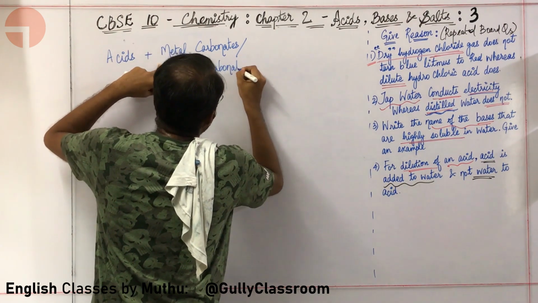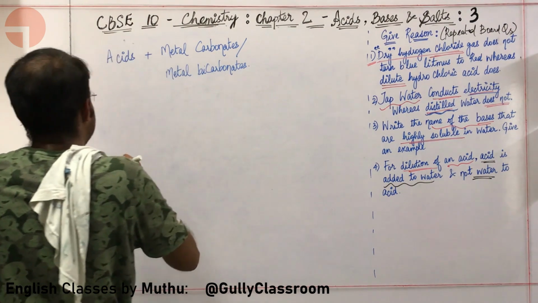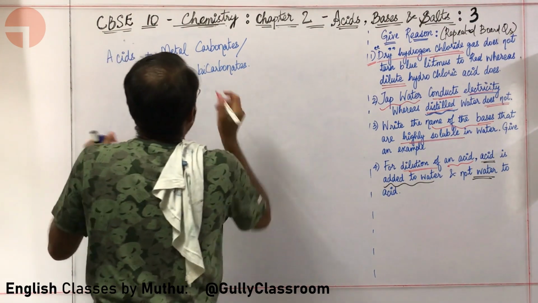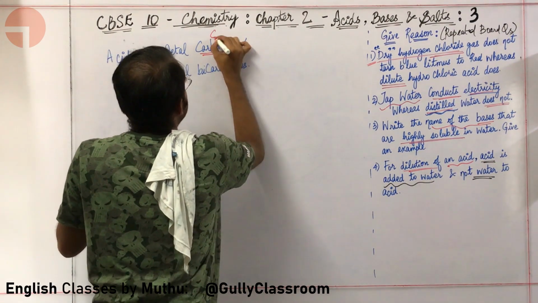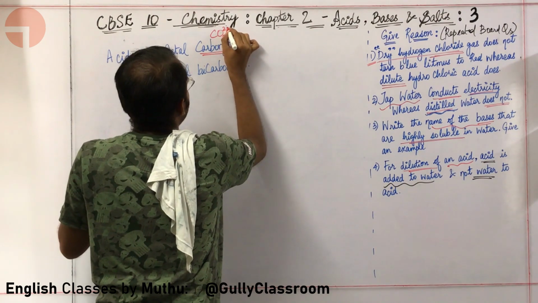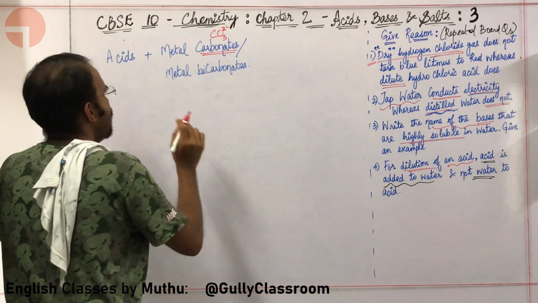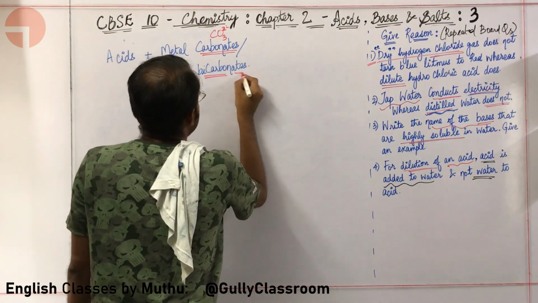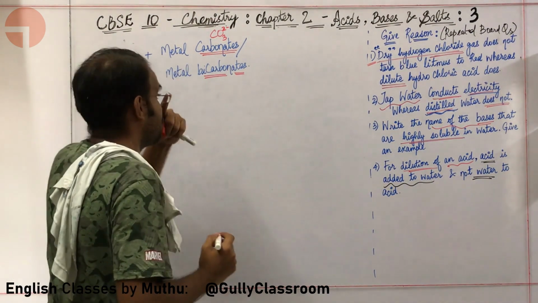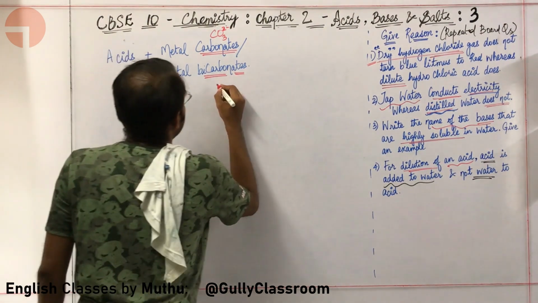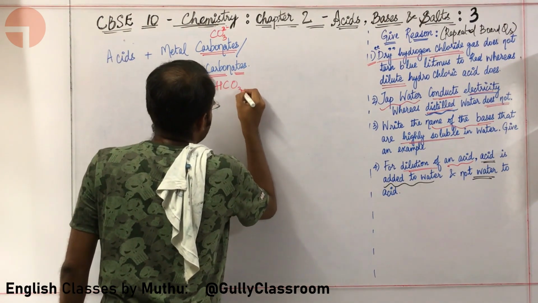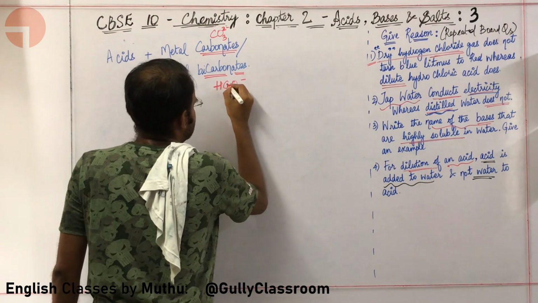Okay, we have already studied metal carbonates in 9th standard itself. Carbonates means CO3 2 minus. What is called bicarbonate? Bicarbonate is also a negative ion. It is simply HCO3 minus.